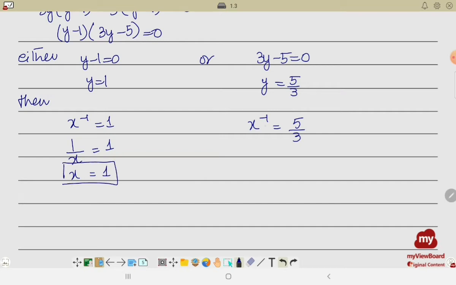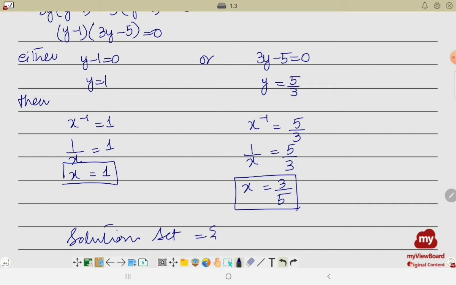Again, if you want to take the positive power, you can take the minus 1 power on both sides, or if you know the properties of index, you can just take the reciprocal on both sides, so you get the value of x. Then you just have to write down the solution set, that is 1 and 3 by 5.